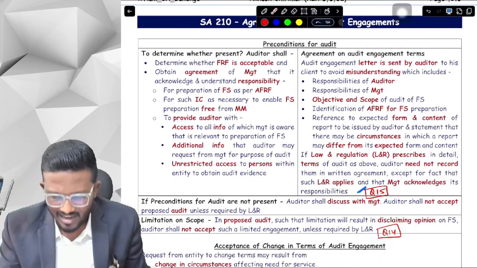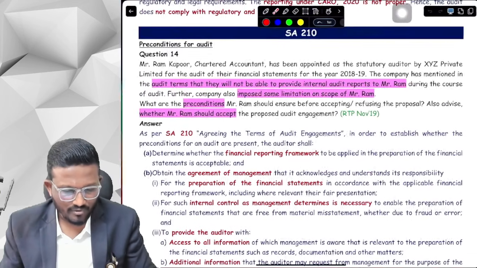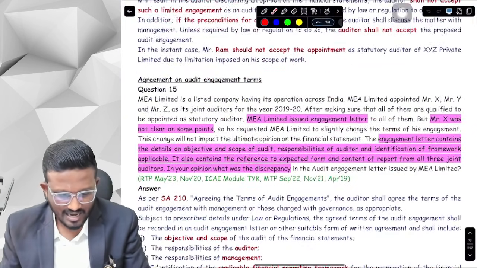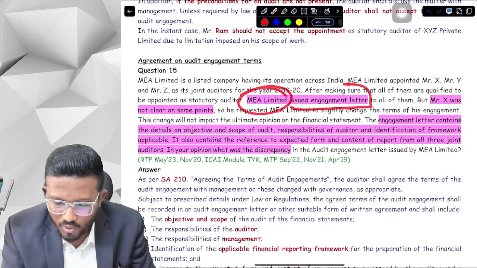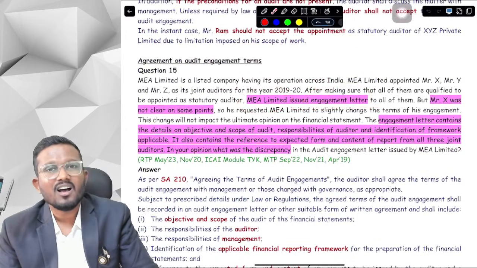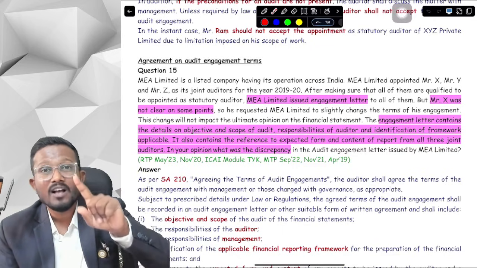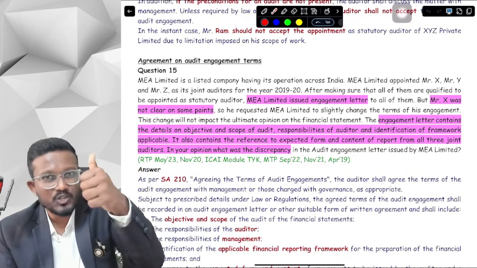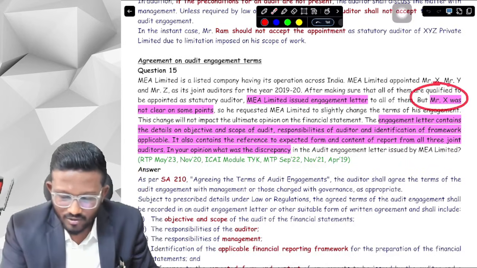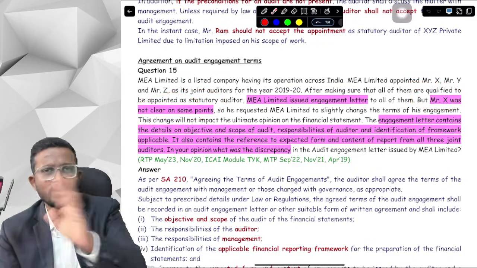Okay, yes sir. Now let's discuss question number 15. What does question number 15 say, sir? Question number 15 says that there's Mia Limited which issued an engagement letter to the auditors. Now, first of all, does the client issue an engagement letter? No, the auditors issue an engagement letter. So the first issue we identified. Second, Mr. X was not clear on some points. So basically the auditor was not clear on some points.